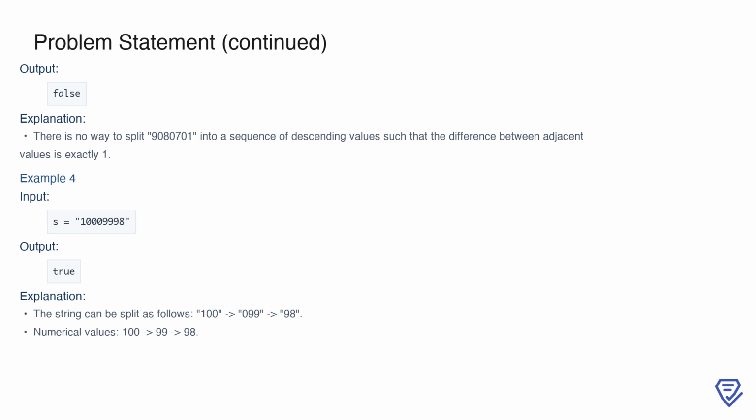Finally, consider the input S equals 100009998. In this case, the output is true. The string can be split into the substrings 100, 099, and 98. Converting these substrings into numerical values gives us 100, 99, and 98. These values form a strictly descending sequence, and the difference between each pair of adjacent values is exactly 1. This satisfies both of the required conditions, so the result is true.